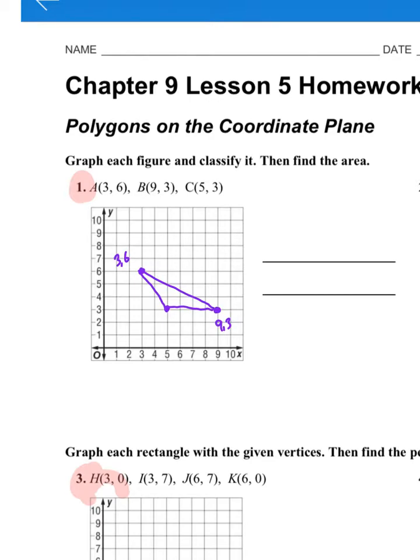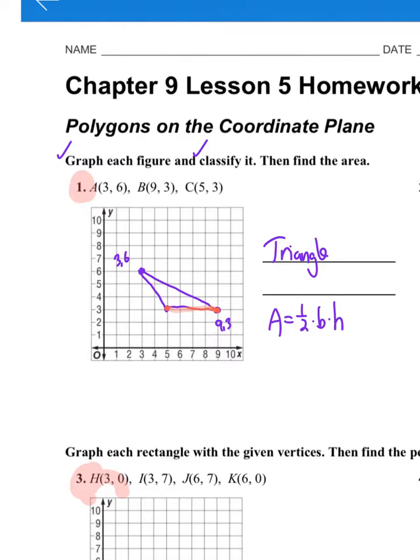All right, so I graphed it. Now I need to classify it. And yes, it is a triangle. And now I need to find its area. Remember, area of a triangle is half times the base times the height. So in this one, let's talk about the base and the height. So the base, I'll put my highlighter on here. The base, let's say it's right there.